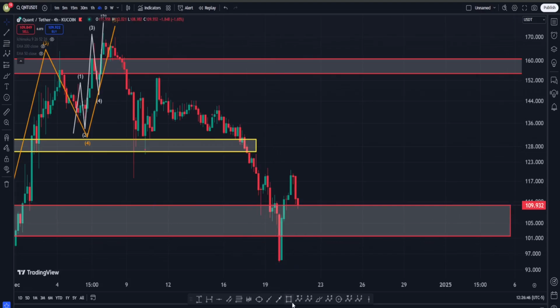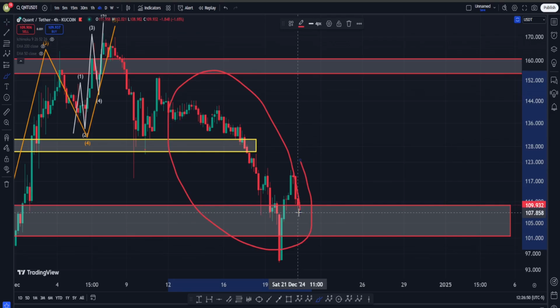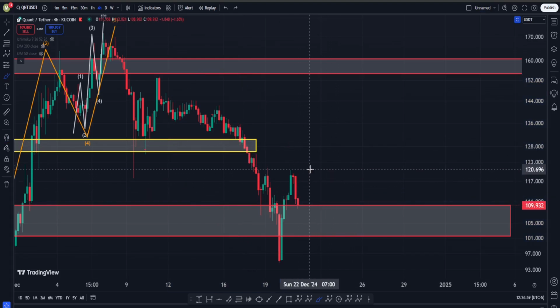Okay, in today's video about QNT, I want to check out this move down right in here, which happened in the last 48 hours. And you might think in here we are bearish, but I'm thinking we may not be. And this might actually be a very clean bullish setup.